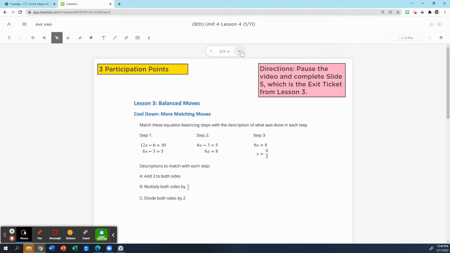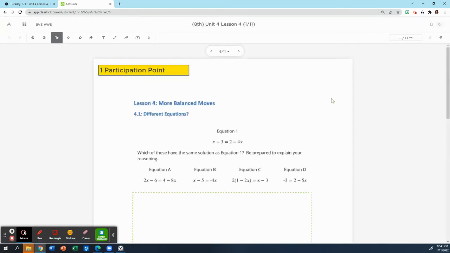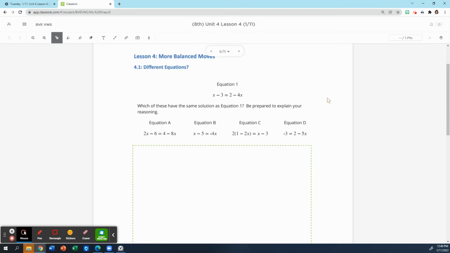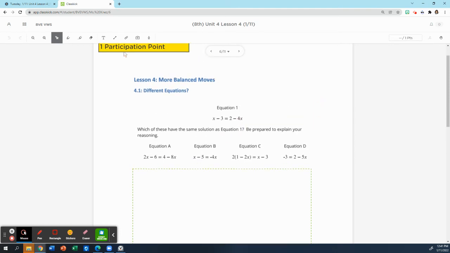Okay, so you should have completed slide 5 in your ClassKick, and the next thing we worked on was slide 6. In slide 6, you're asked, which of these equations have the same solution as equation A?